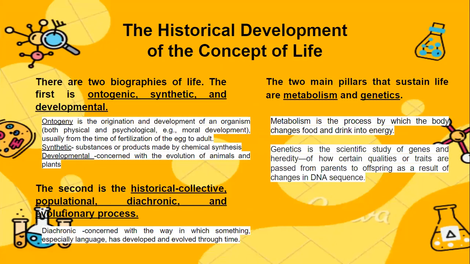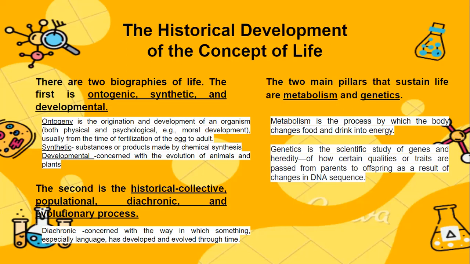So we have here the historical development of the concept of life. There are two biographies of life. The first one is the ontogenic, synthetic, and developmental. If we say ontogeny, it is the origination and development of an organism. That is both for physical and psychological. So we have an example, the moral development. Usually, this starts from the time of fertilization of the egg to adult.